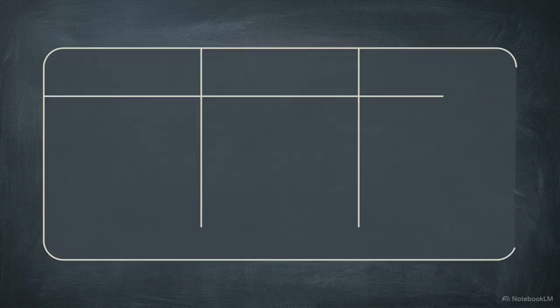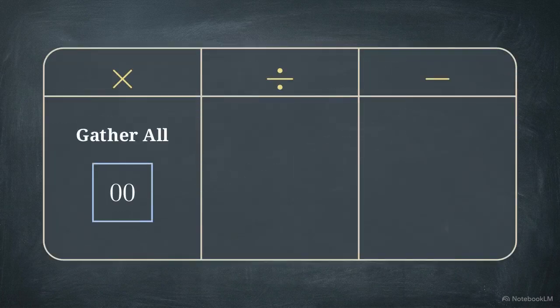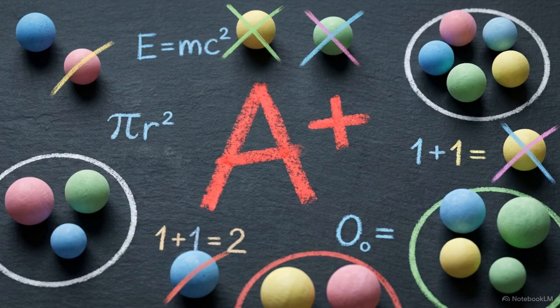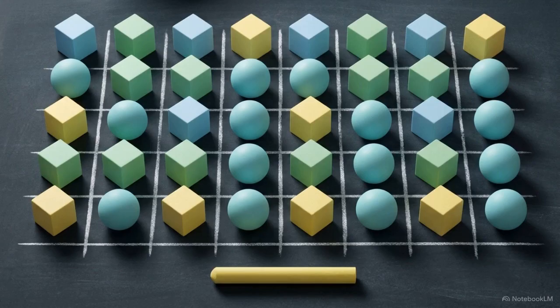This matrix summarizes the strategy. For multiplication, gather all the zeros. For division, cancel zeros 1-to-1. And for subtraction, align them by place value. By separating these distinct zero shifts, the mental drag of massive numbers begins to disappear. What once looked like intimidating arithmetic on paper is now a structured, predictable process.